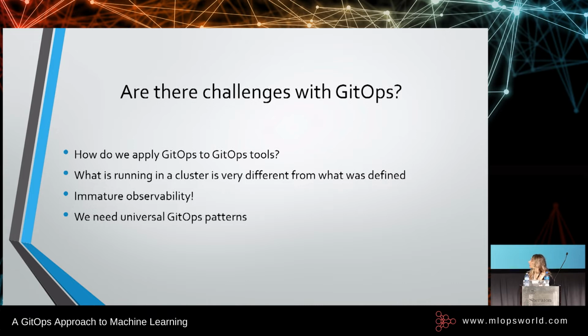The second bullet point I have here is what is running in the cluster is very different from what was defined. So I'll give an example to clarify this bullet point. Any Kubeflow users here? Okay, just one. Wow, okay. All right, I expected Kubeflow to be a little bit more popular than this. But take, for example, if you were to deploy a model using a Kubeflow InferenceService. And for those of you who don't know what a Kubeflow InferenceService is, it is just a Kubernetes CRD that facilitates deploying a model on a Kubernetes cluster and serving it through an endpoint.